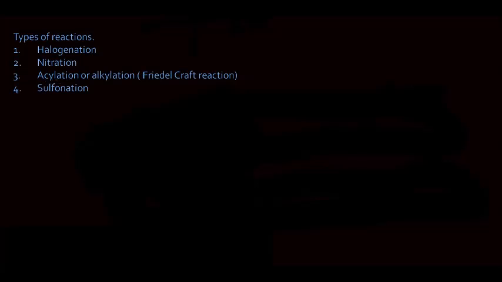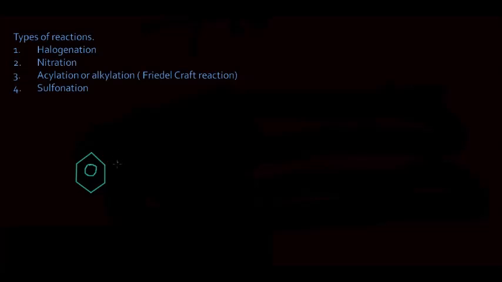The third one is acylation or alkylation. Together we call it a Friedel-Crafts reaction. In this reaction, we add an extra carbon to the benzene. So you can say that we add a carbon or a carbon chain to the benzene. In acylation, we are actually adding an acyl group to the benzene. The fourth one is sulfonation, where we add a sulfo group to the benzene, forming benzene sulfonic acid.